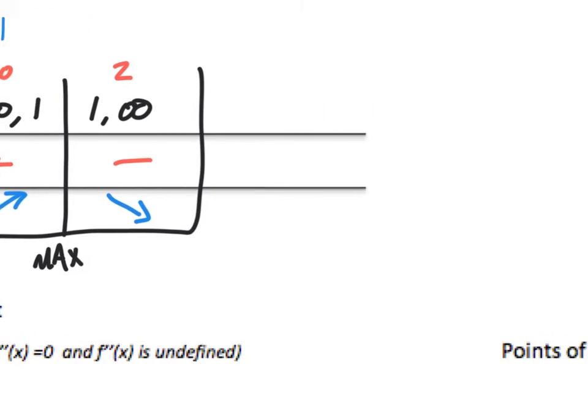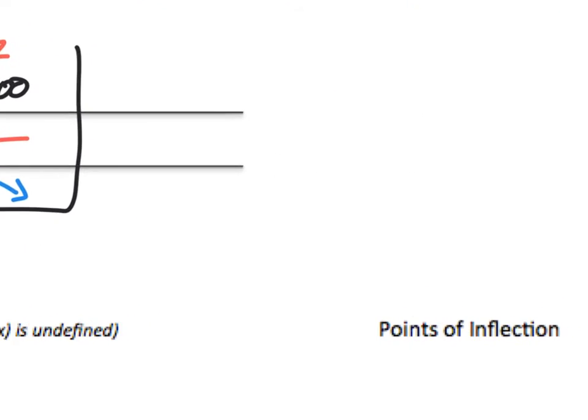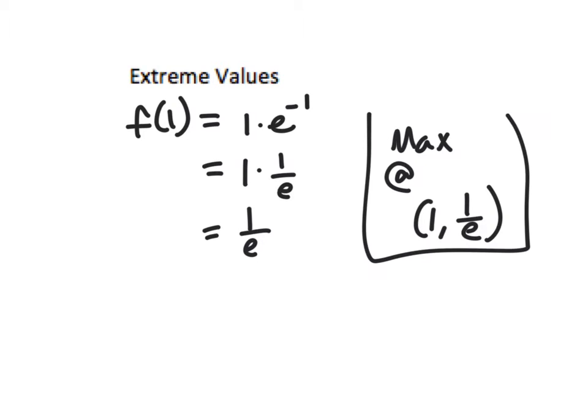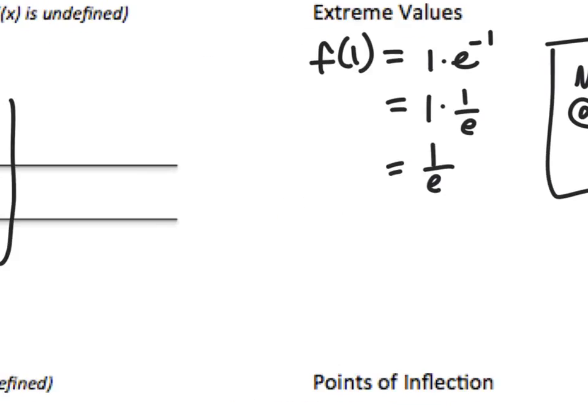Okay, and for the extreme values, I'm going to plug that number in and find f of 1. Okay, and that's going to give me 1 times e to the negative 1 power. So that gives me just 1 times 1 over e, which gives me 1 over e. So I have a maximum at the point 1 comma 1 over e. All right, so that's what I've got. I have that point on the graph. Okay, we'll plot that here in a bit.